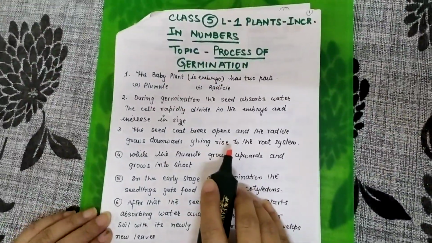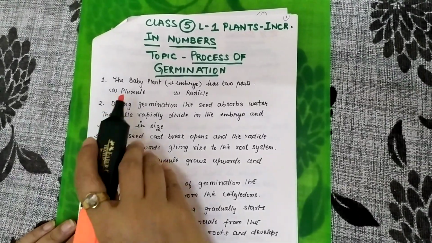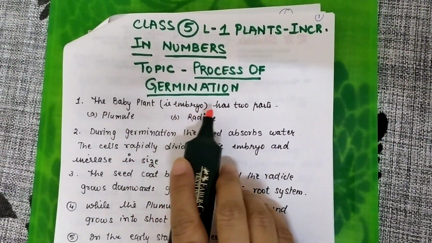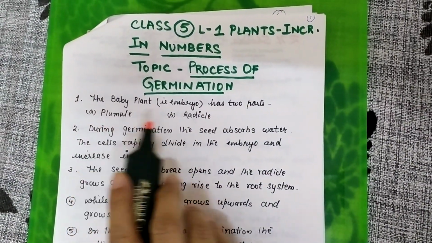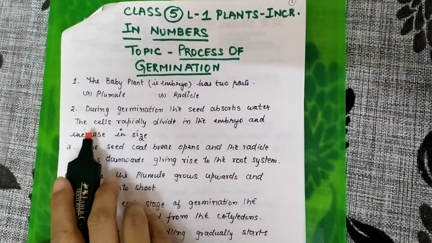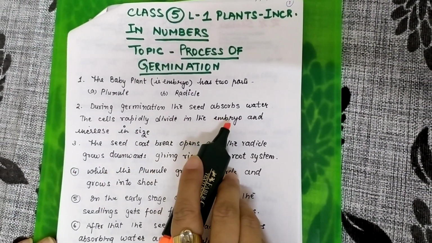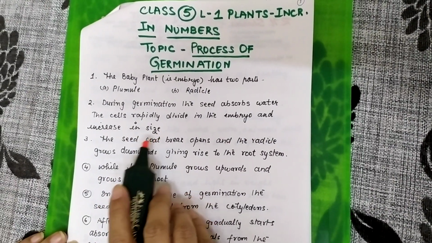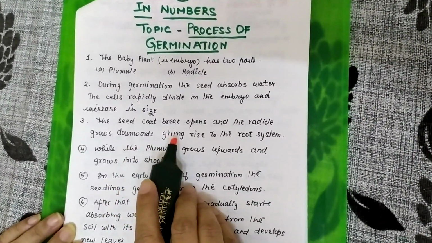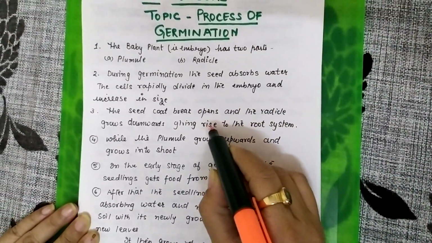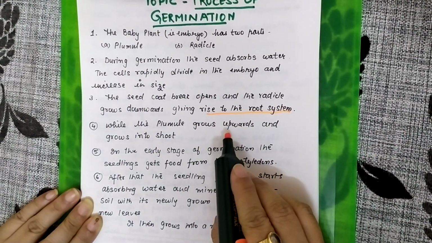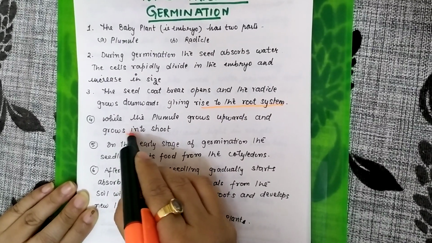Now I am going to tell you what the process of germination is. The baby plant, that is the embryo, has two parts, plumule and radicle. During germination, the seed absorbs water and the cells rapidly divide in the embryo and increase in size. The seed coat breaks open and the radicle grows downward, giving rise to the root system, while the plumule grows upwards and grows into the shoot.